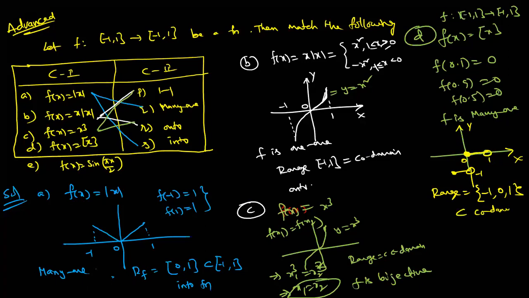See carefully. Codomain means how many elements are there? There are infinitely many. How many real numbers are existing between minus 1 and 1? Infinitely many. But what is the range? Only 3 numbers. That's why it is a subset. It is the into function. Okay, many one into. Anyone?